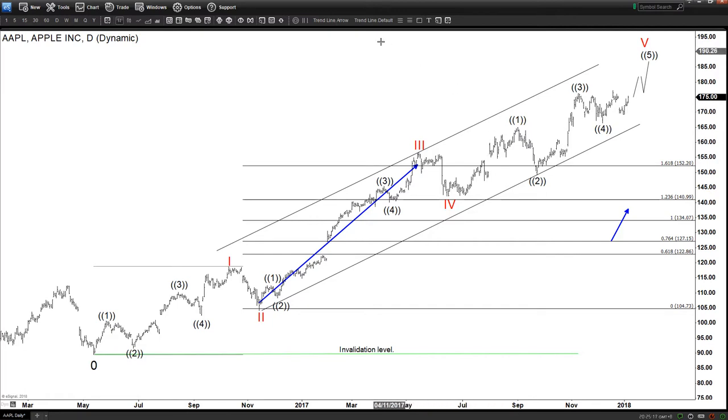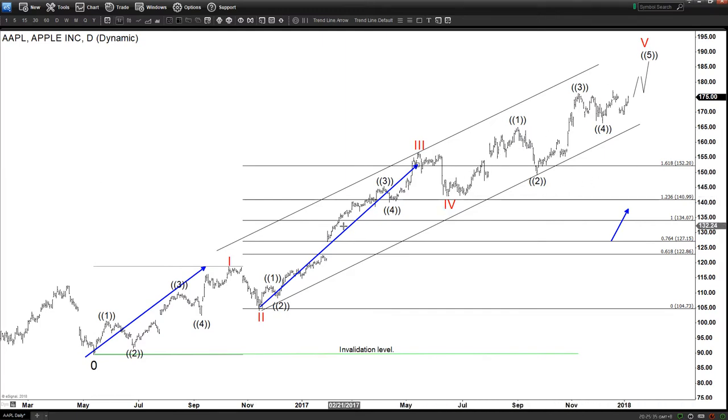So as we say, wave 3 usually is at least 161.8% of wave 1. So the way we do it again is we measure the length of wave 1 and then we project it from the starting point of wave 2, and in this case we see that this is extended and it is more than 161.8% of the wave 1.